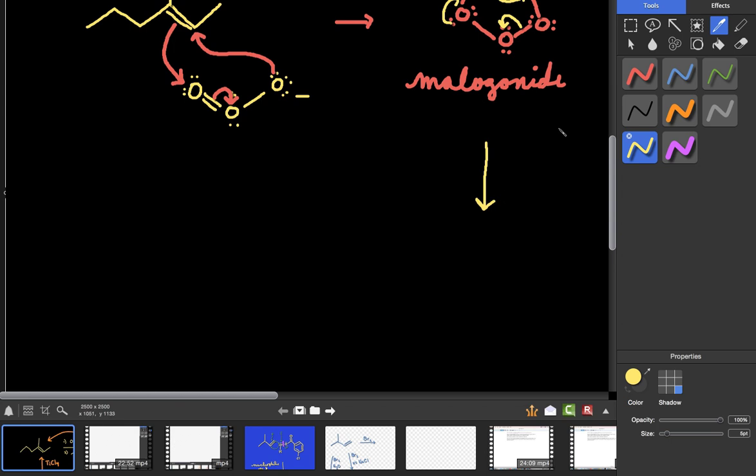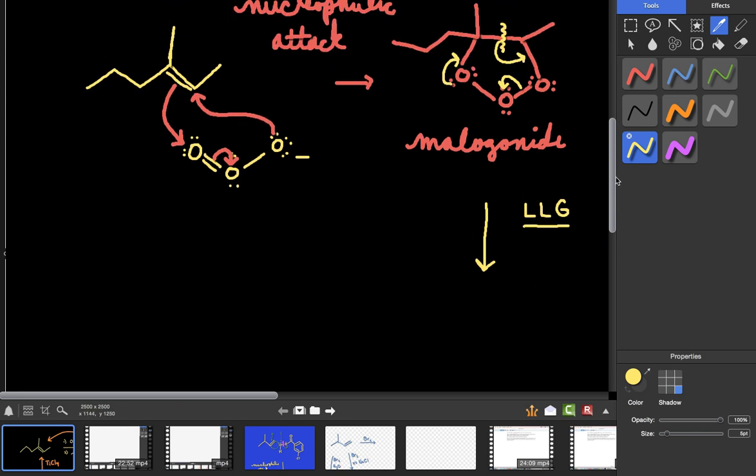I would label this as loss of a leaving group. You'll talk a lot more about loss of a leaving group when you get to SN1 and SN2 mechanisms. So what we have is acetaldehyde as one product. And then we have this guy.